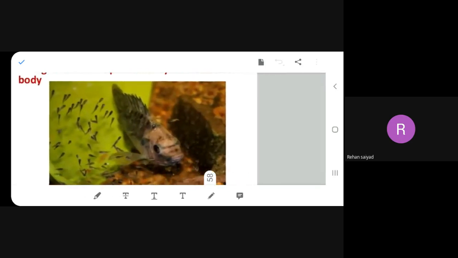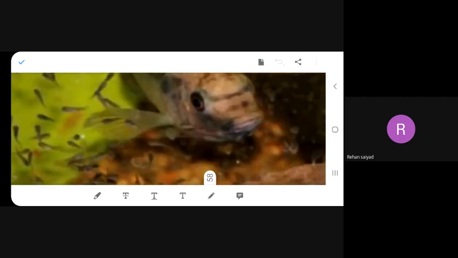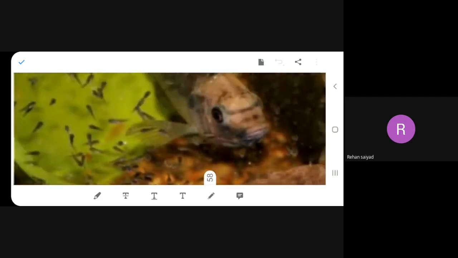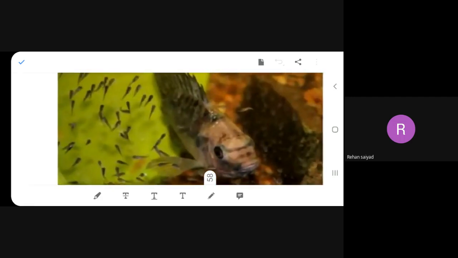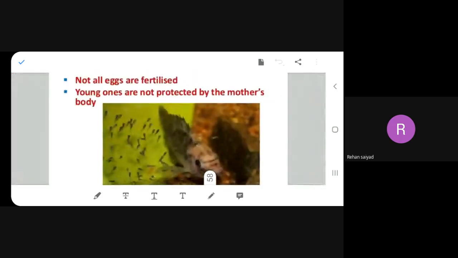I think we have shown this. See? You see this? In fish, we get external fertilization as well. A new human individual develops from a cell called gamete.